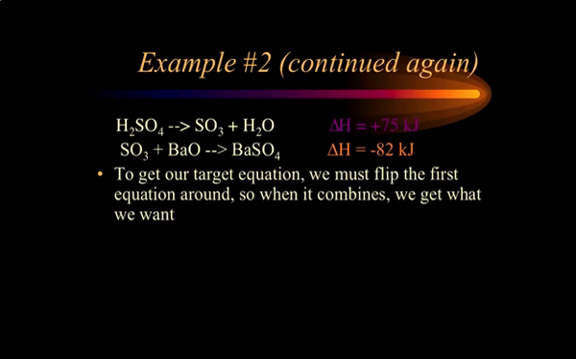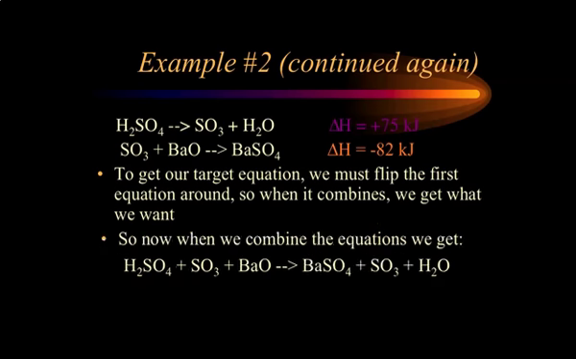So now I can put this all together. All of my reactants are going to go on the left side of the arrow. All of my products are going to go on the right side of my arrow. And I get H2SO4 plus SO3 plus BaO goes to BaSO4 plus SO3 plus H2O.